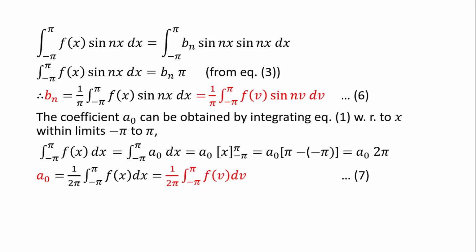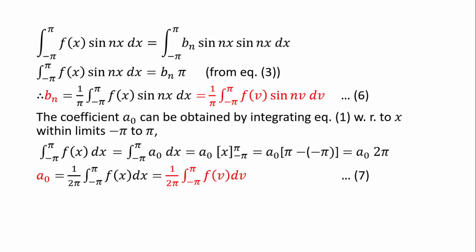having period 2 pi. So their integration within limits minus pi to plus pi, so within period 2 pi, is equal to 0. So we have the integral from minus pi to plus pi of f(x) dx equal to the integral from minus pi to plus pi of a0 dx towards the right hand side, and the integral of dx is equal to x within limits minus pi to plus pi, and after putting the limits, that is pi minus in bracket minus pi, it is equal to pi plus pi, so 2 pi, so a0 into 2 pi towards the right hand side.